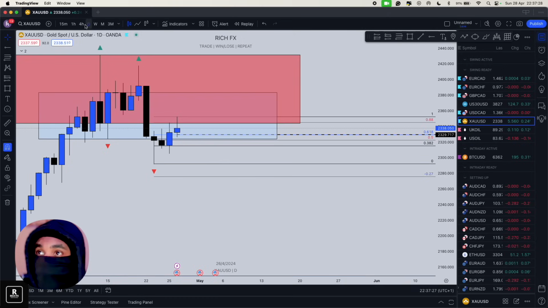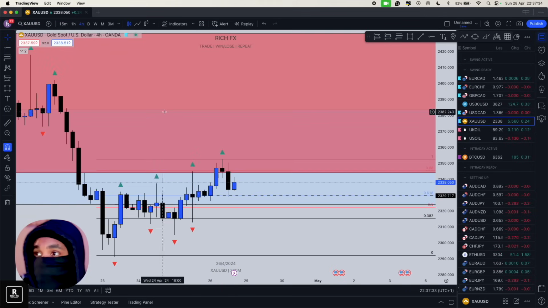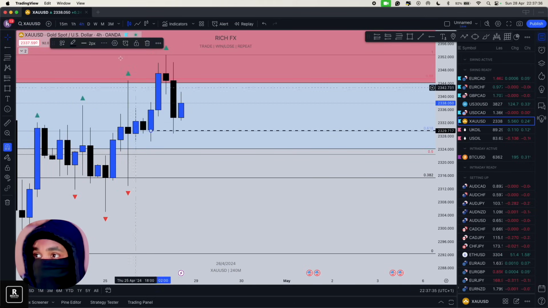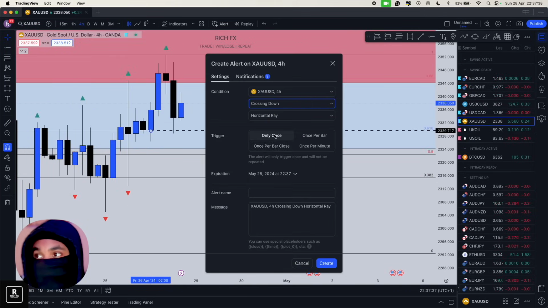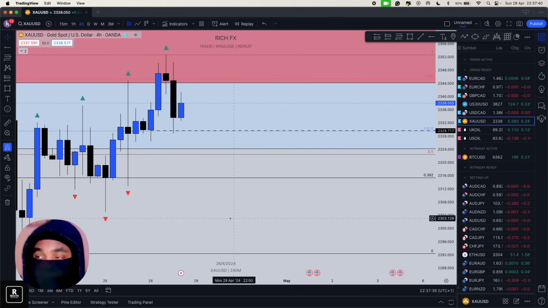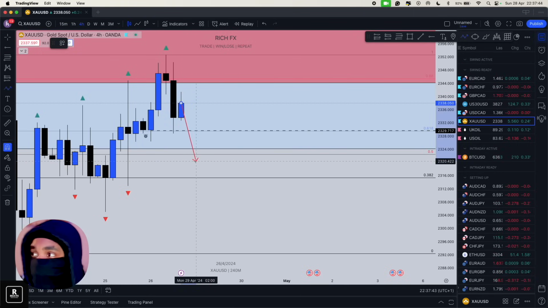In this case, what we're looking for, again, is a daily setup, so we're looking for entries on a 4-hour time frame. I've got my alert set already. Actually, I didn't. Now I've got my alert set. Simply what I'm waiting for price to do is to break this 61.8 level.